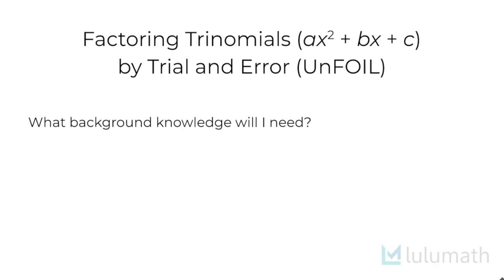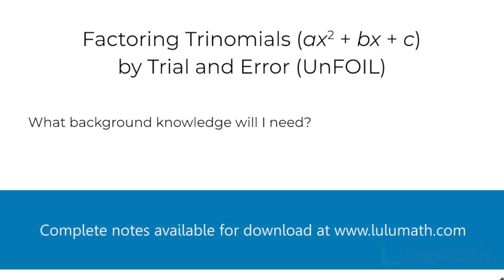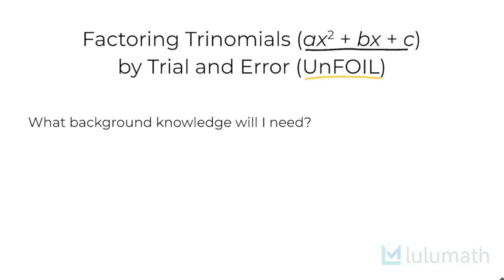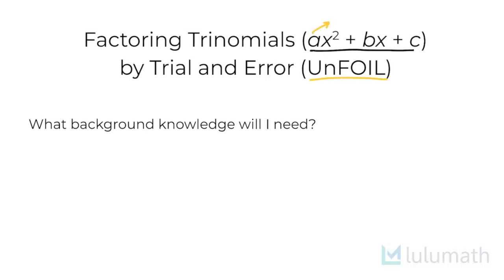This video is on factoring trinomials of the form ax squared plus bx plus c by trial and error, and we're going to do something that I like to call unfoiling. Students tend to struggle with factoring trinomials because sometimes they don't make the connection that when you're factoring a trinomial, you're just undoing the distributing that you did before. Just like when we factored by GCF, you're undistributing. When you factor a trinomial, if you like to FOIL, then you're essentially unfoiling.